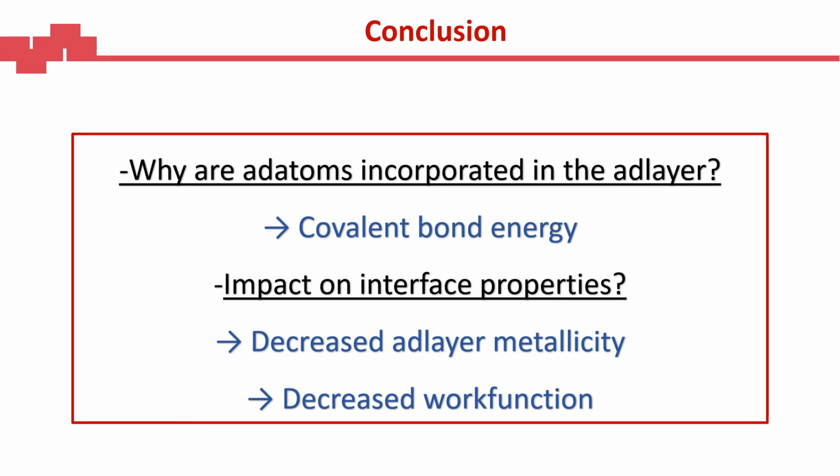And this brings me to the conclusions of this talk. First of all, we found out that the adatoms add so much covalent bonding energy to the ad layer that this even makes up for the energy needed to create an adatom and still forms the energetically most favorable structure. Then we also saw that the incorporation of adatoms in the ad layer decreases the metallicity of the ad layer. And last but not least, we found out that the adatoms decrease the work function at the interface when F4TCNQ adsorbs.